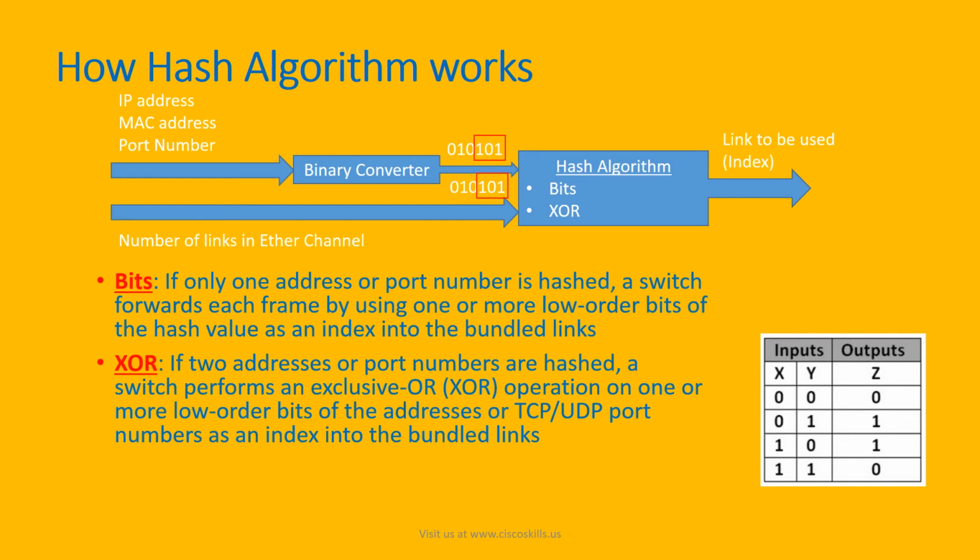So after that, the links to be used will be selected. For the bit operation, link number 5 will be used. For the sort operation, link number 0 will be used. Those links are assigned in a round robin fashion. I will talk more about that in the next slides.